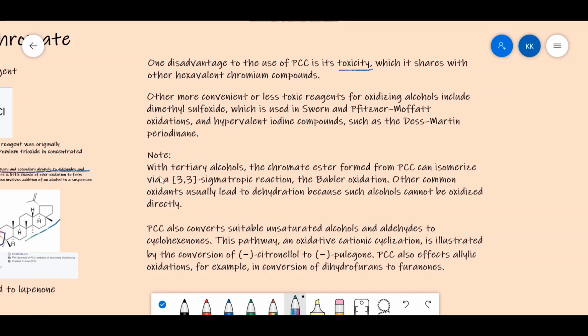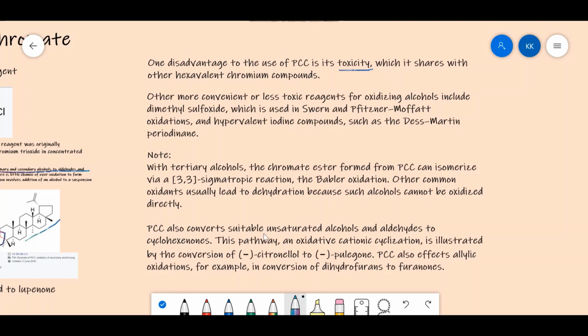Another thing to note is if we had a tertiary alcohol in the starting material, the chromate ester formed from PCC can isomerize via a 3,3 sigmatropic reaction, the Babler oxidation. I'm not going into the details of this reaction too much. I'm just making a point as to what happens when we take a tertiary alcohol as the starting substrate. Other common oxidants usually lead to dehydration because such alcohols cannot be oxidized directly.